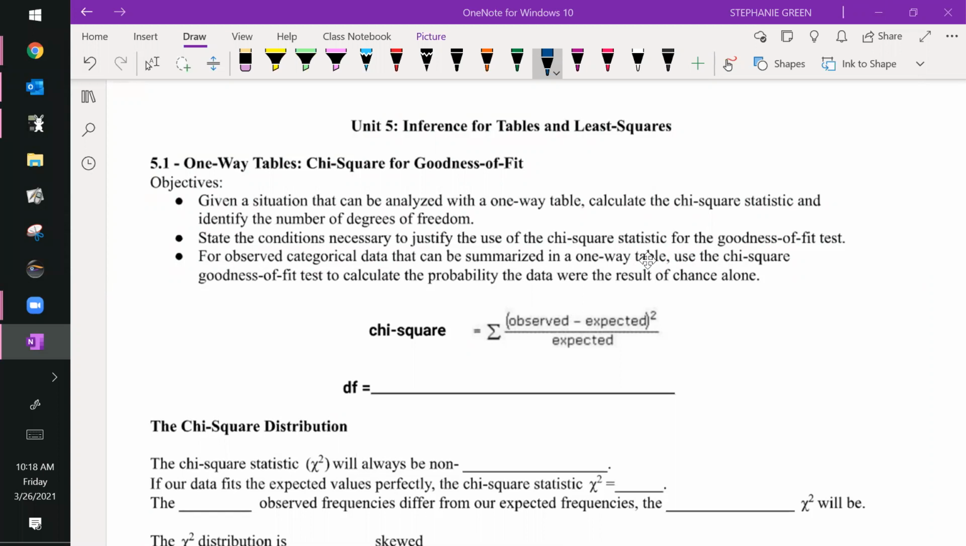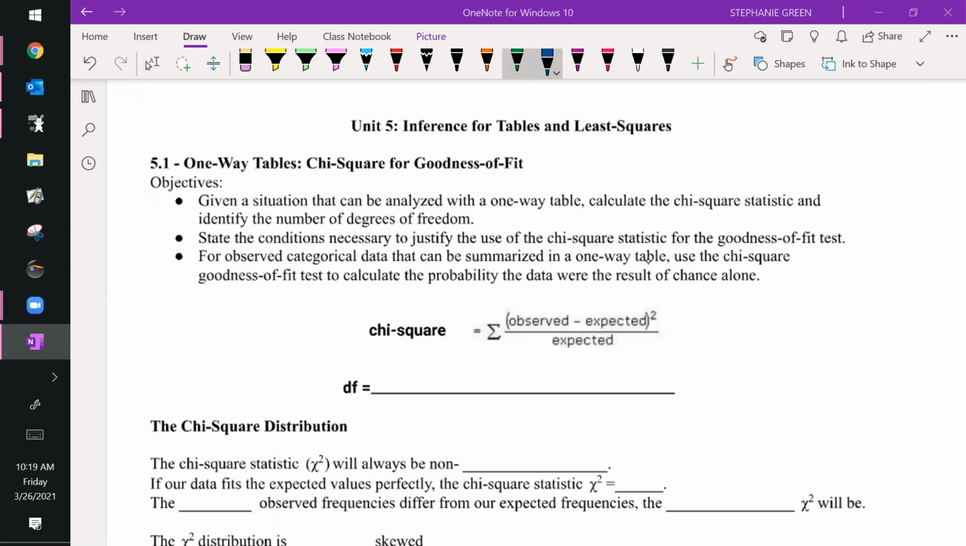The first section here, 5.1, is going to be making more inferences based on data. So we're going to do hypothesis testing and confidence intervals like we have been doing. But this time we're going to go back to categorical data, and we're going to go away from the distributions that we've seen before and look at a new distribution. This distribution is called the chi-square distribution.